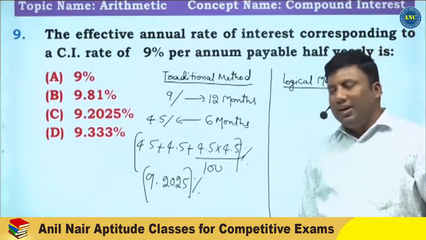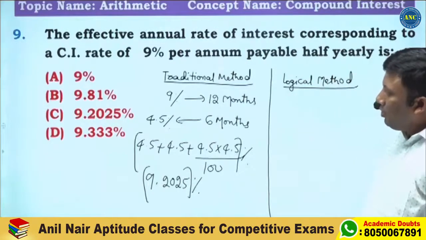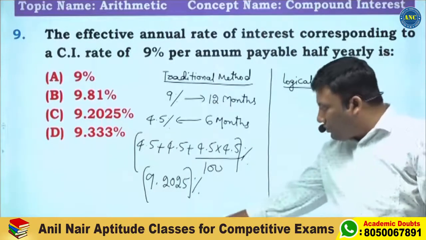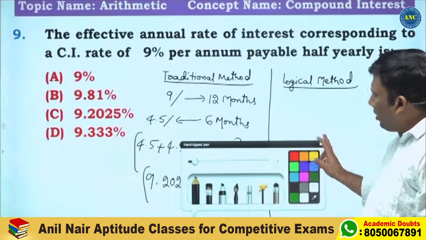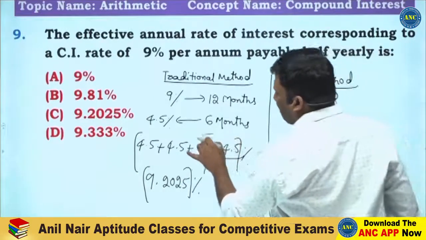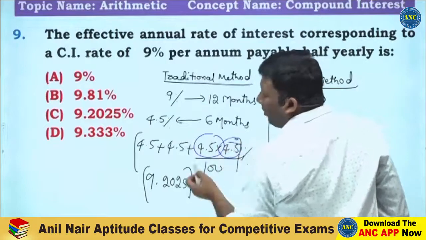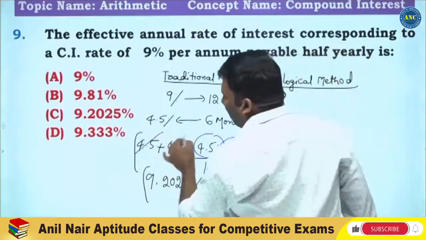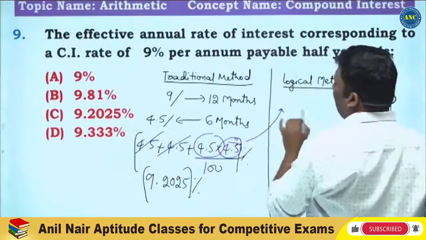9.2025%. I hope the idea is clear. Now, the same thing, if you observe closely here, 9% it is 2 times. You don't need to find these for 4.5 into 4.5. That's a waste of time. 4.5 plus 4.5 is an integer.